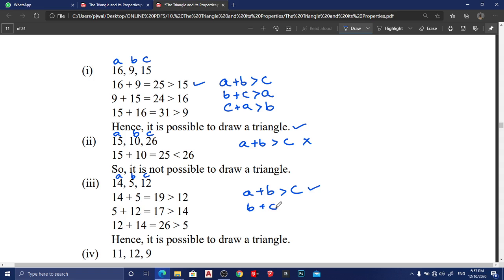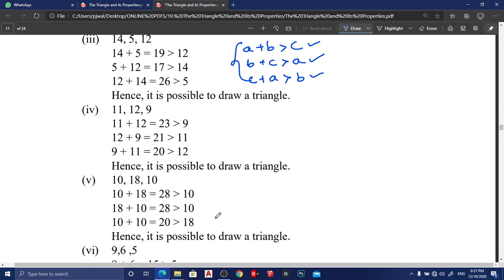Next, check whether b plus c is greater than a or not. b plus c is 5 plus 12, which is 17, which is greater than the third side a, which is 14, so it's satisfying. Next, c plus a, which is 12 plus 14, which is 26, is also greater than the third side b. Sorry, so all three conditions are satisfying. So by using the lengths 14, 5 and 12, we can draw a triangle.